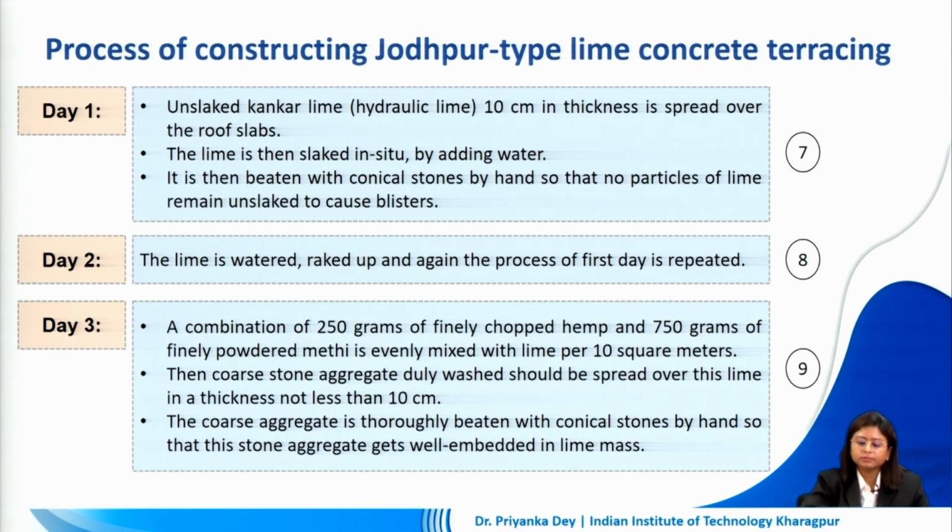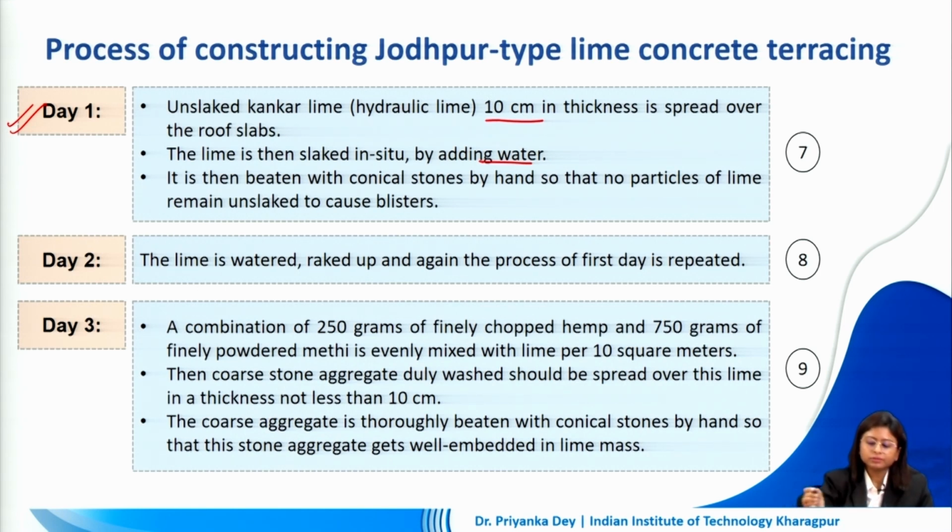On day 1, the unslaked conker lime, hydraulic lime, which is about 10 centimeter in thickness, is spread over the roof slabs. The lime is then slaked in situ by adding water. It is then beaten with conical stones by hand so that no particles of lime remain unslaked, which can lead to the formation of blisters. So, that happens on the 7th step or day 1, after following of course the initial process that we have gone through.